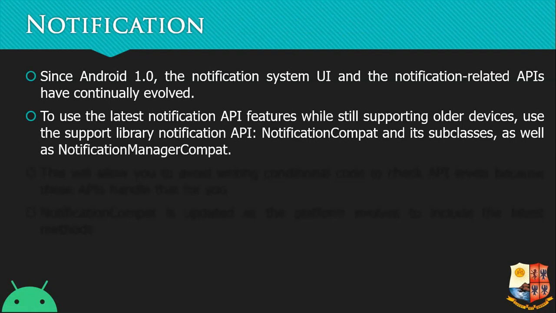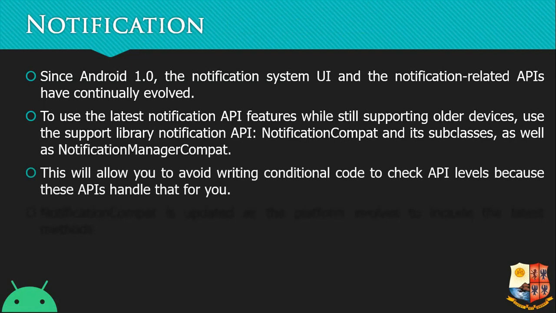So what have they kept? They have kept compatibility. It's called compatibility mode. What do you mean by that? Support older devices, work for the new devices, but always support the older devices. I hope you follow. So the system always suggests you to use compat-based versions, so that you give compatibility to the older one. You will be able to use the latest notification in this case, but still be able to support the older versions of notifications. Please remember that. It will avoid writing conditional code to check API levels because these APIs handle that for you.